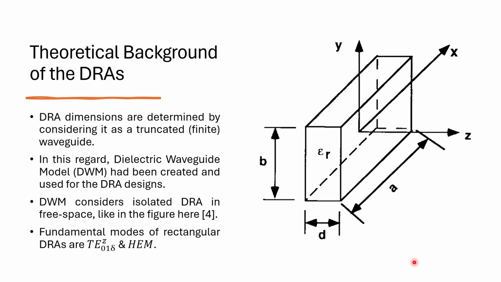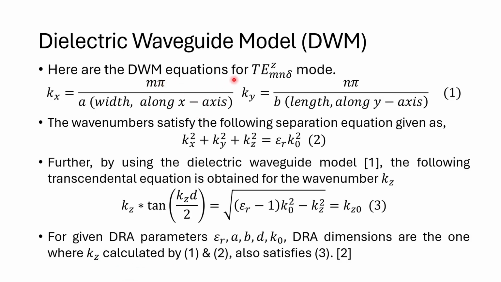The DRA dimensions are actually determined by considering them as truncated waveguides. So in this regard, the dielectric waveguide model had been created and used for the DRA designs to determine their dimensions. DWM considers an isolated DRA in free space like this. Also, the fundamental modes of the rectangular DRAs are TE_1,1,delta, where delta refers to the truncation of the waveguide, and hybrid electromagnetic waves. Here are the dielectric waveguide model equations for TE_mn modes.